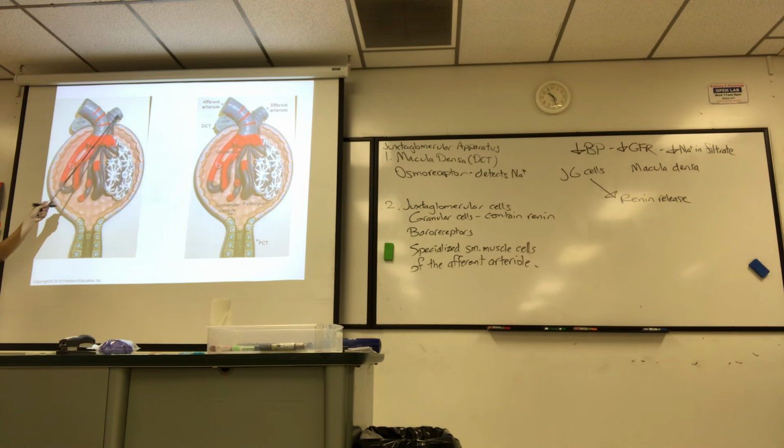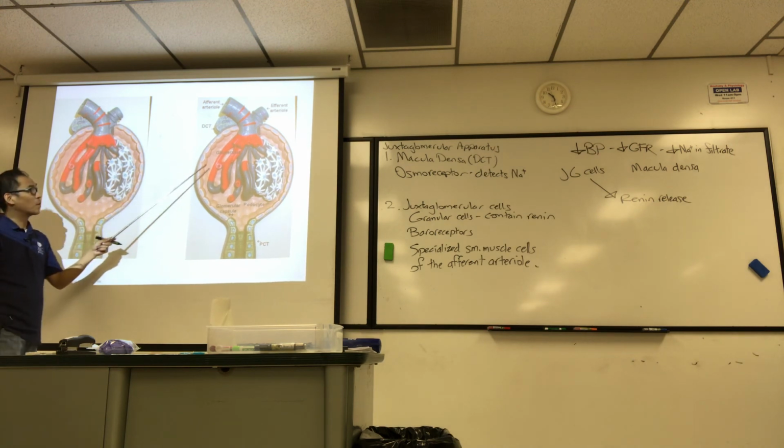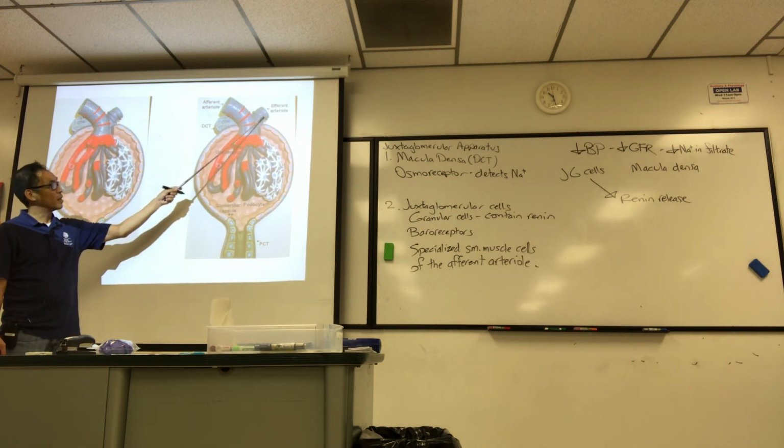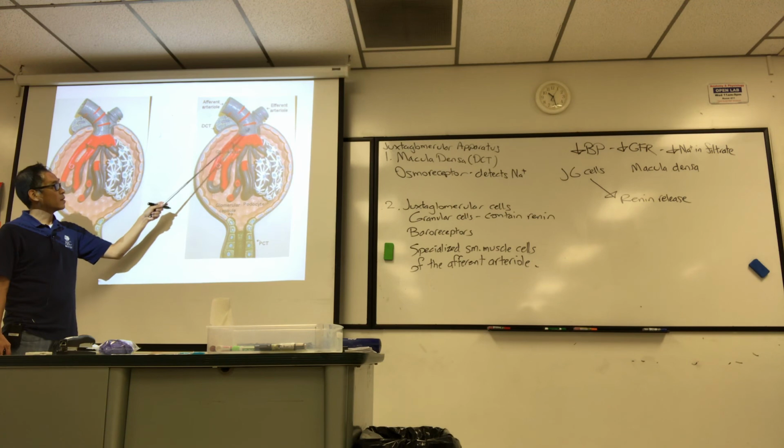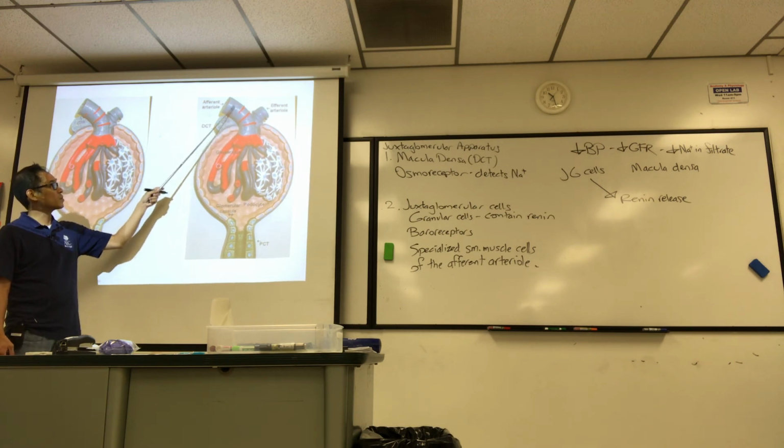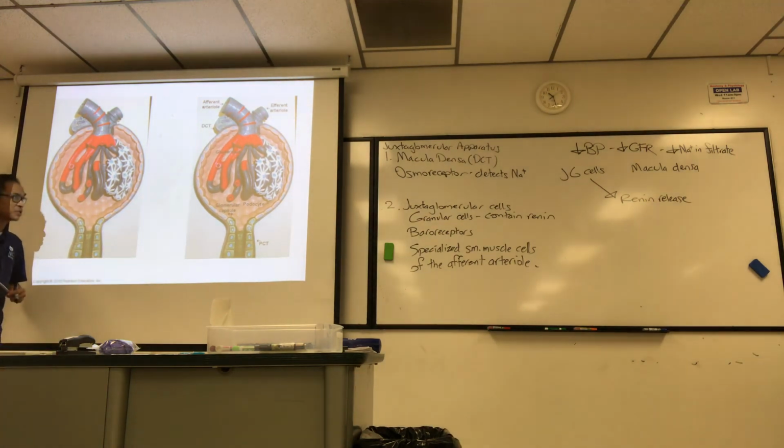Now, I like how they model afferent and efferent arteriole. That's a regular looking arteriole, but you see how they have the spindle-shaped cells, and all the other cells are these octagon-like cells. Those are supposed to be the specialized JG cells.